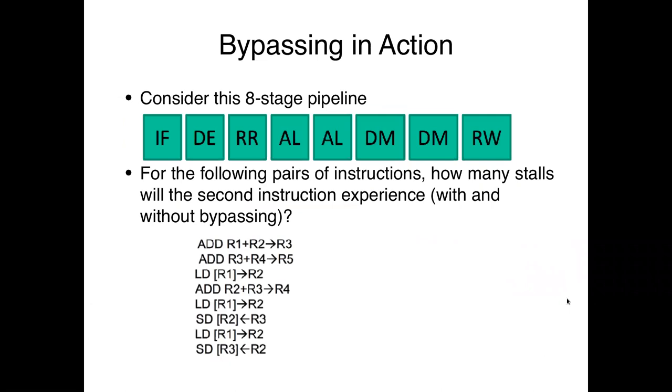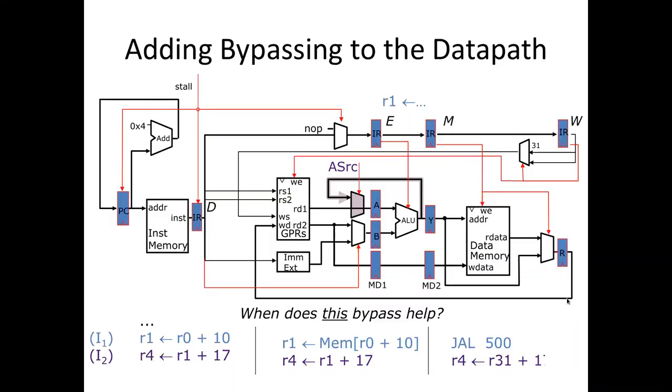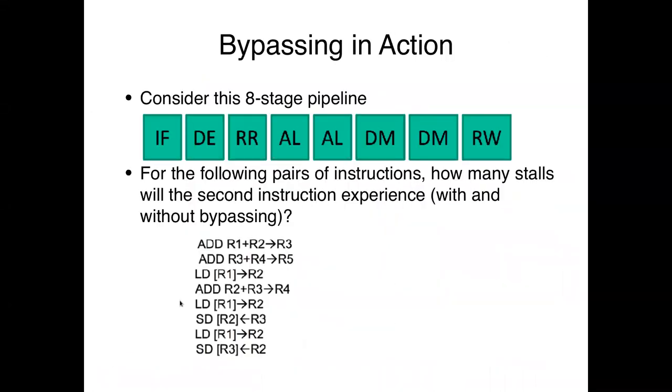Where we ended was this. We were looking at bypassing, which is where we can forward data back through the pipeline to next instructions that are in previous stages of the pipeline. For example, here the computation will be done in the ALU stage, and we can forward it back to come in on the ALU stage for the next cycle, which is for instruction two.